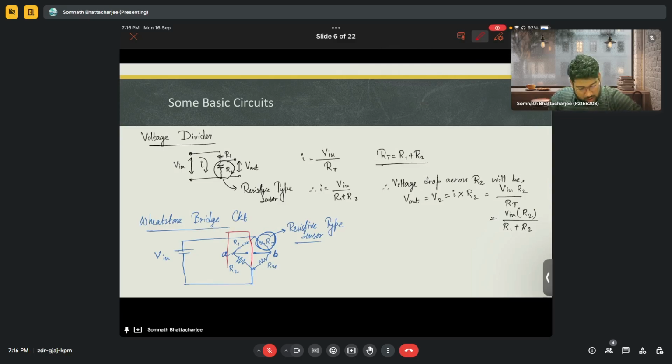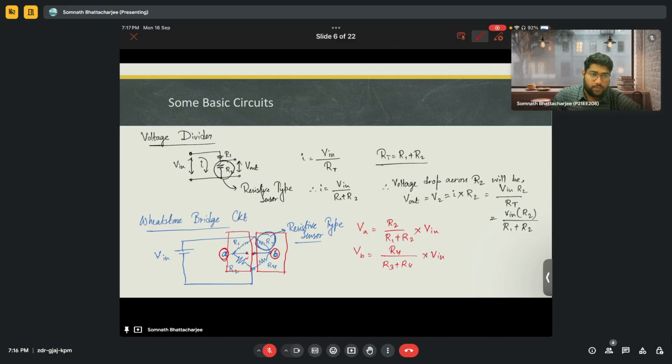If we consider this part as a separate voltage divider circuit and this part as a separate voltage divider circuit, we get to know that the value of VA is nothing but, if we are getting the value across R2, R2 by R1 plus R2 into V in, right? Similarly, if we consider VB at this point, so we are considering these two points, which will give us the value in these two points. So this will be nothing but R4 by R3 plus R4 into V in.